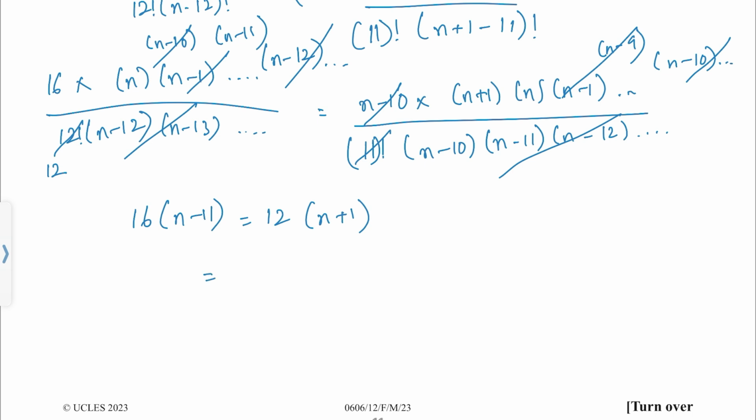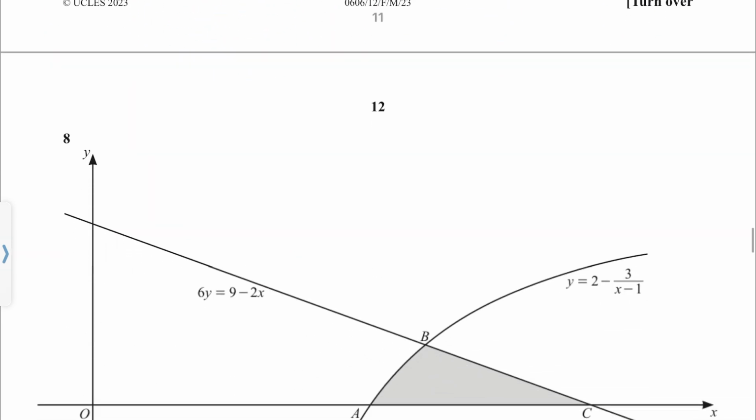Now here we'll be solving this. We will get our answer as 16 minus 12 is 4. And 16 into 11, I think 176, plus 12 is 188, 188 over 4 is 47. So we'll get our answer as 47.